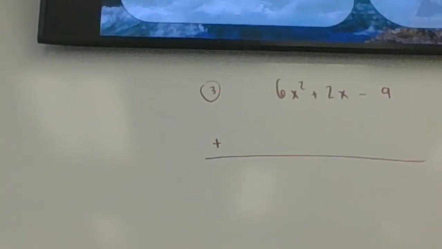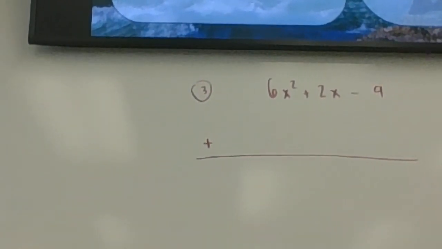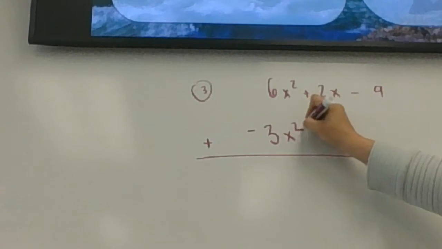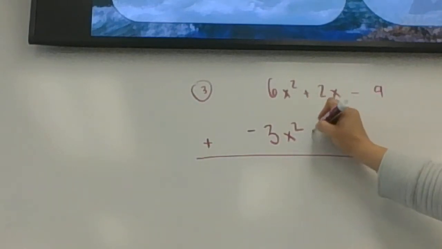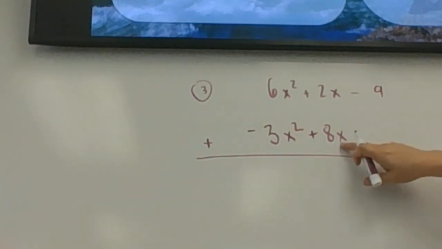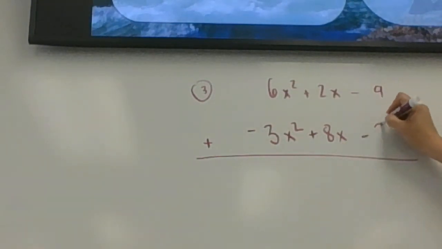Last one. Again, we're going to add the opposite. So I'll put in minus 3x squared plus 8x. It's a minus. The negative times a negative would make it a positive. Minus 2.